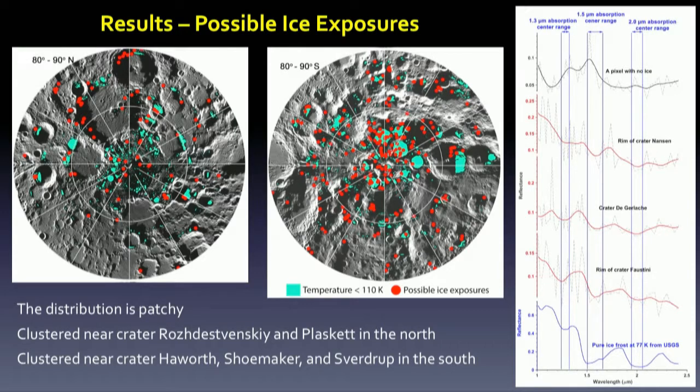Now in this plot, I'm showing some spectral examples. This spectrum shows how it looks if there is no ice, and this is a pure ice spectrum. You can do a comparison, and these are the 1.3, 1.5, and 2 micron absorption features. And these three plots show pixels possibly containing ice, and we can see they match the pure ice spectrum very well.